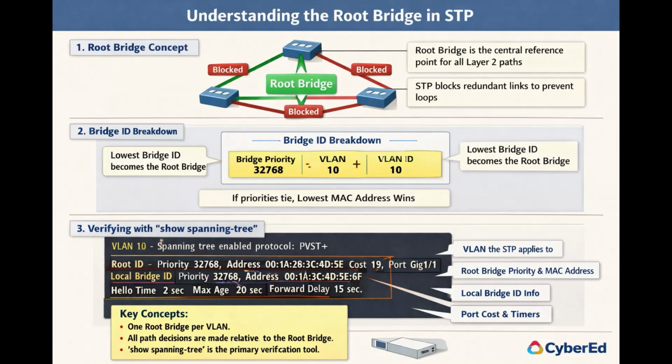From this output, you can determine details such as the VLAN the spanning tree instance applies to, the spanning tree mode, the root bridge priority and MAC address, the root port cost, which indicates the interface speed, and default timers, such as the 2-second hello timer.